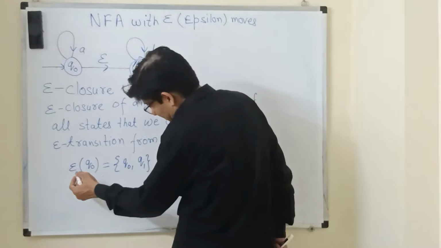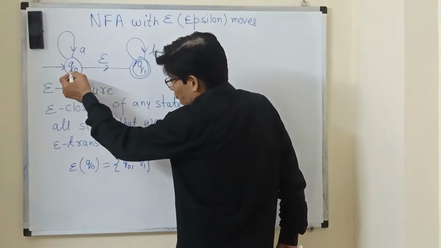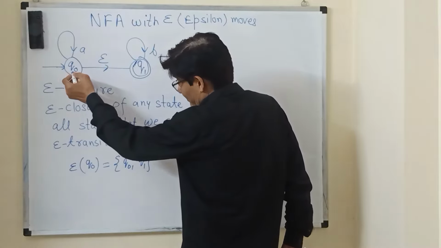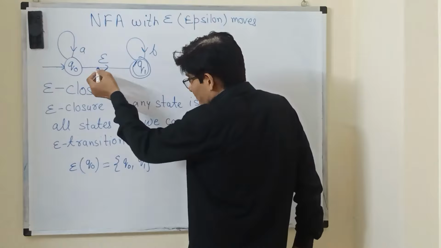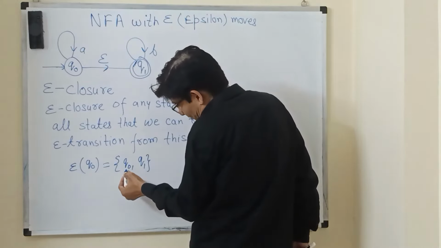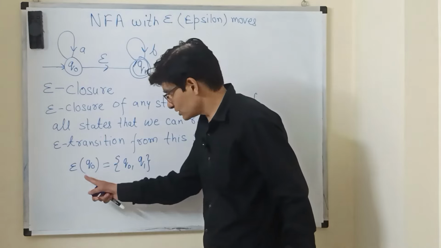So that is epsilon closure of Q0. You can see we can stay on Q0 without taking any input, or with this epsilon transition we can move to Q1. So I have included Q0 and Q1 both in the epsilon closure of Q0.